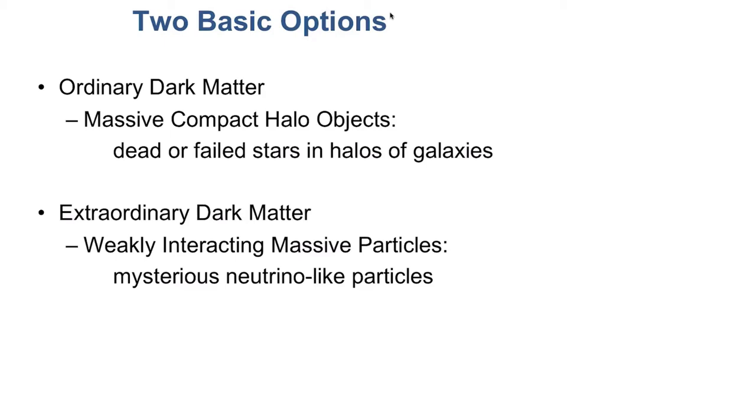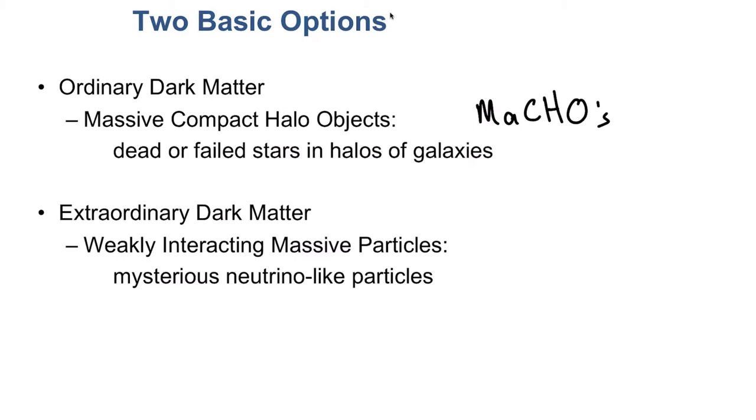Collectively, we call these things massive compact halo objects, or for short, MACHOs. Because these are compact halo objects, black holes, neutron stars, brown dwarfs, that are in the halo of the galaxy.